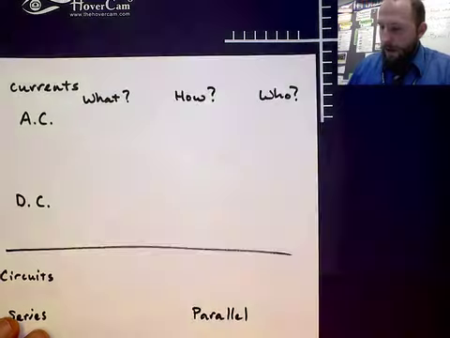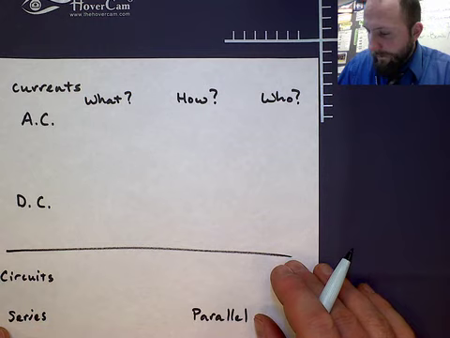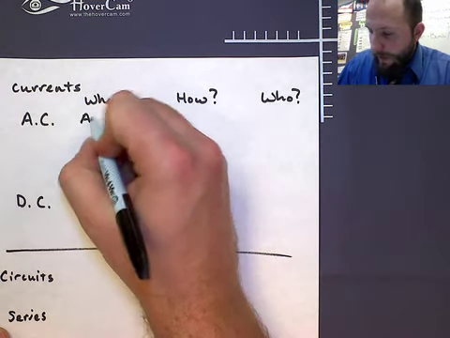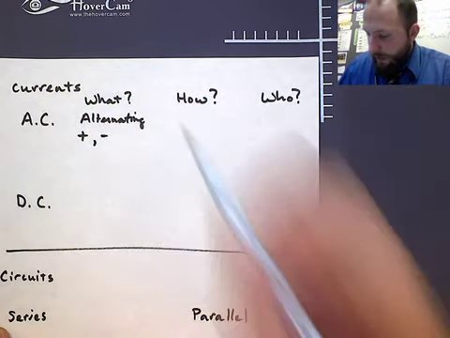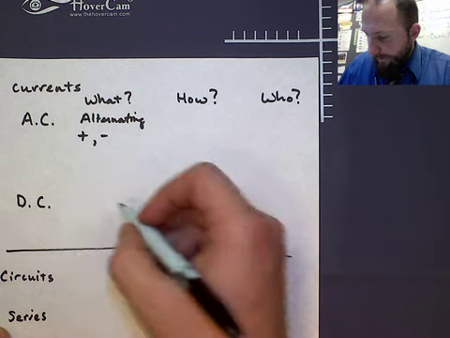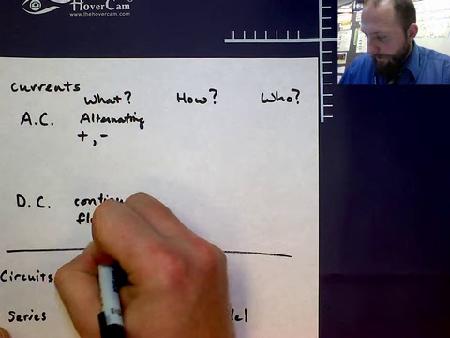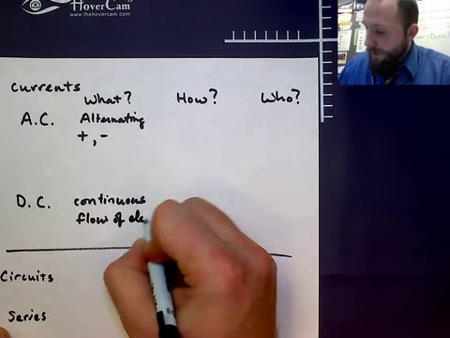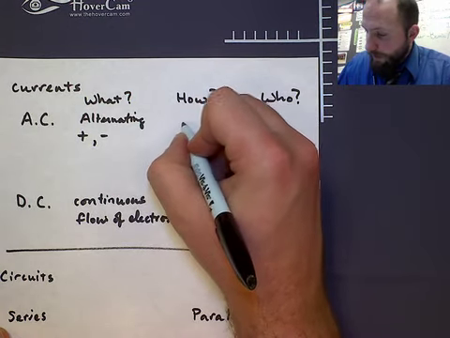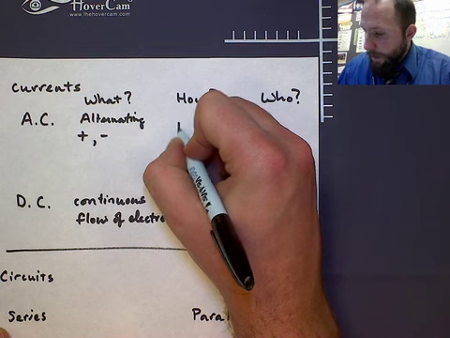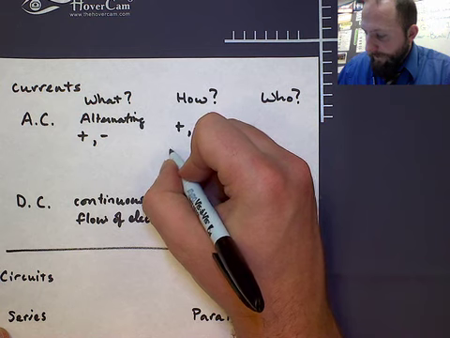Alright, so this one right here, electricity. Great way to look at it. Currents. What, how, and who? AC current, what is it? Well, AC current will be alternating, positive and negative. DC is a continuous flow of electrons. In this case, alternating current, the current goes back and forth, so changing from positive to negative. It can go great distances.